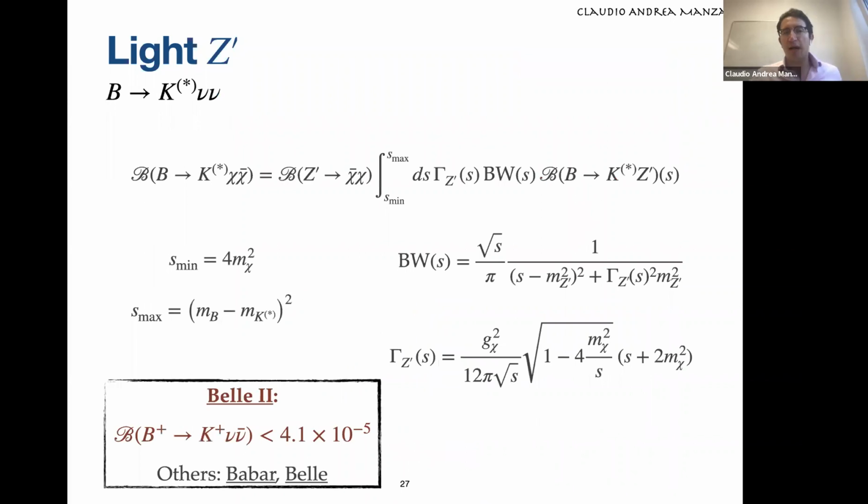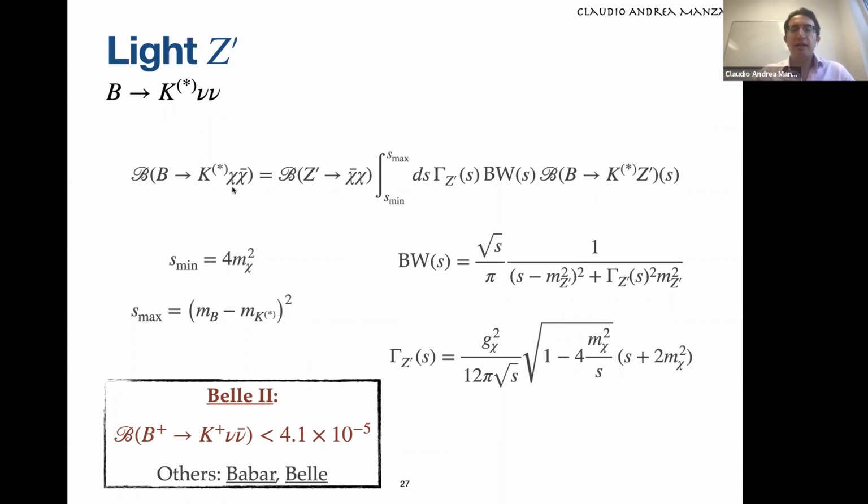Here, it turns out that the strongest constraint comes from B to K nu searches. The strongest bounds have been obtained by BaBar and Belle, but we were forced to use the data from Belle 2, which is slightly weaker than the other 2. And the reason is that we are looking at a similar process, which is B to K or K star plus invisible plus dark matter. But our dark matter now can be also massive.